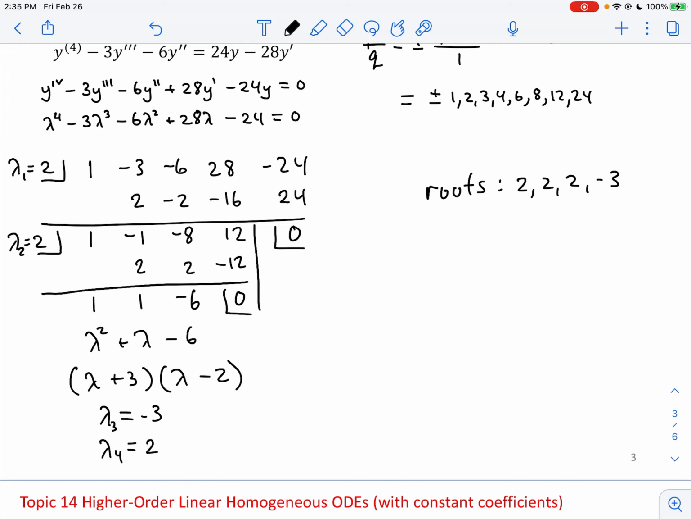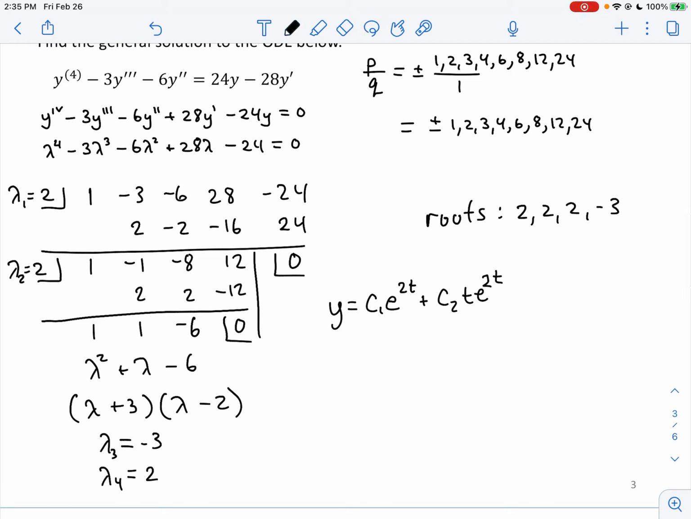And now we're going to construct the general solution. So we have y equals c1 times e to the 2t. Now, the second time you repeat 2, constant c2, put a t in front of this, so c2 times t e to the 2t. And the next time that it's repeated, let me move this over slightly, put a t squared in front, so plus c3 t squared e to the 2t. And then we're done with the 2's.